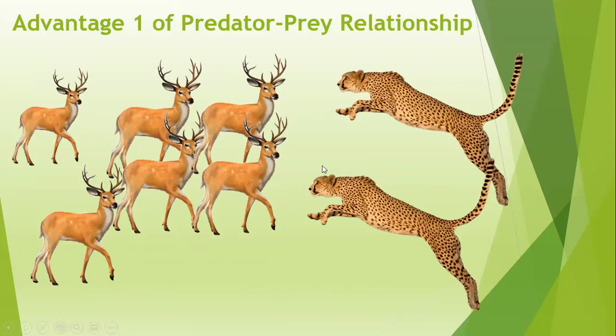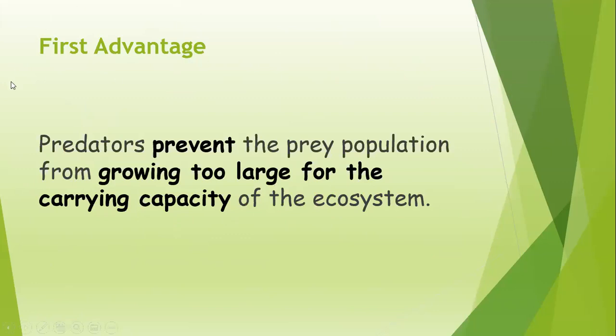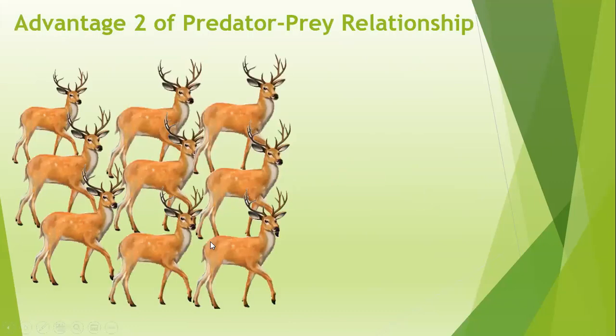This predator here controlled the population. It starts eating some of the individual members of the population, and it controls the population from growing too much, right? So let me repeat again. Your first advantage here is that the predators prevent the prey population from growing too large for the carrying capacity of the ecosystem. Let's go to the second advantage now.